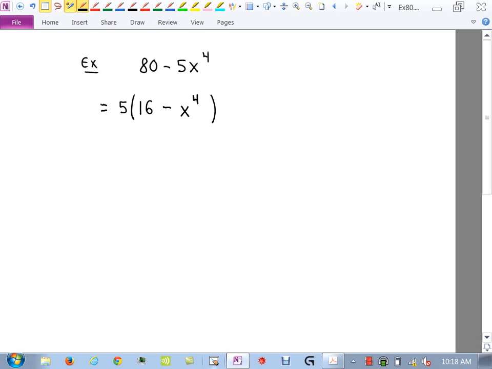But we did a problem like this before. 16 is actually 4 squared, isn't it? And x to the 4th is x squared squared. This is tricky. So let me rewrite this over here. 16 minus x to the 4th is the same as, or can I write it as something squared minus something squared? We said 16 is 4 squared, right? And we said x to the 4th is x squared squared.